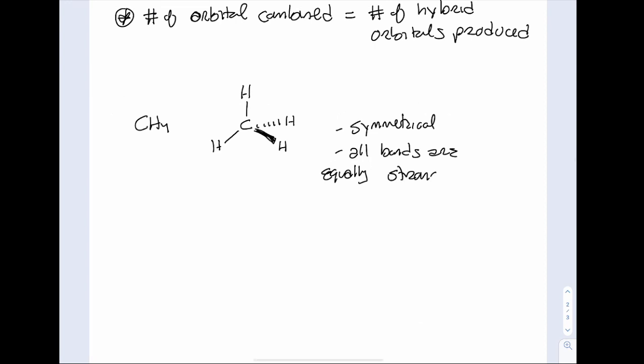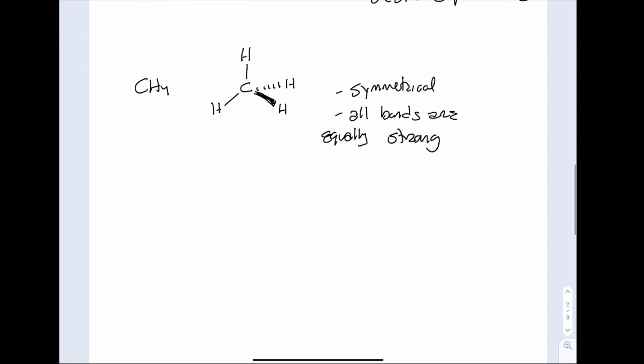So if we remember valence bond theory, we're actually overlapping orbitals. These shared electrons are found in that overlapping region. And if you have different types of orbitals overlapping, it's going to have a different strength. If I overlap an s with an s, the strength is different than if I overlap an s with a p, and that strength is different than if I overlap a p with a p.